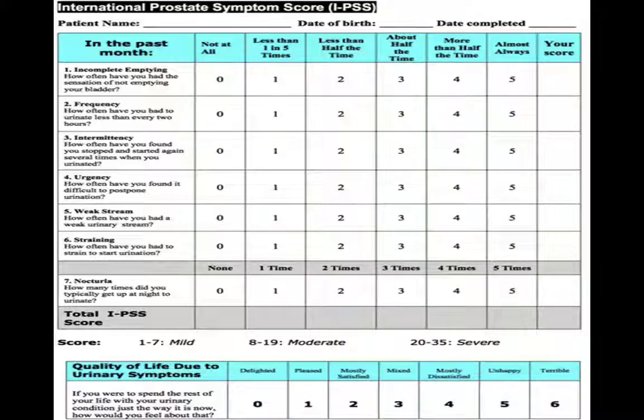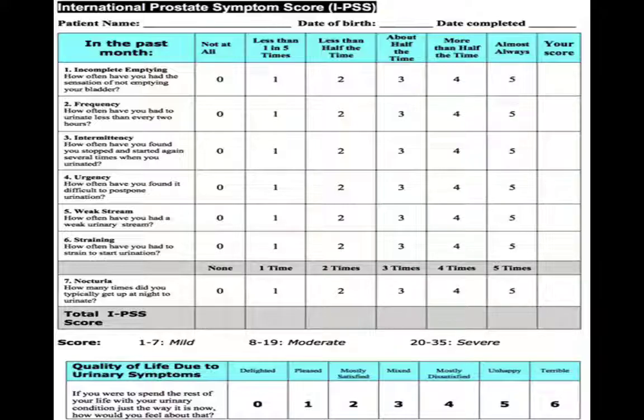The second one, for example, frequency. On the same question, in the previous month, how many times have you had frequency? If he says not at all, score 0. Less than 1 in 5, 1; less than half, 2; about half, 3; more than half, 4; and almost always 5, and so on. In the end, we take the sum of them.